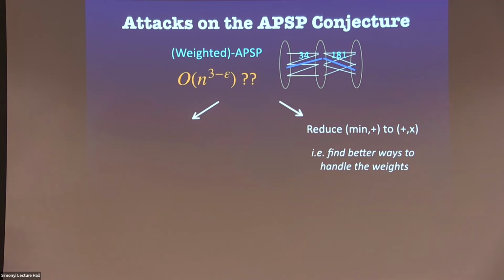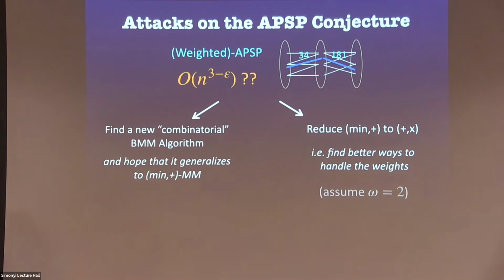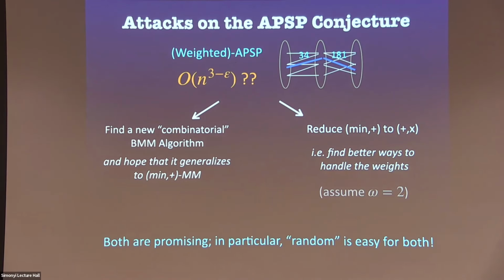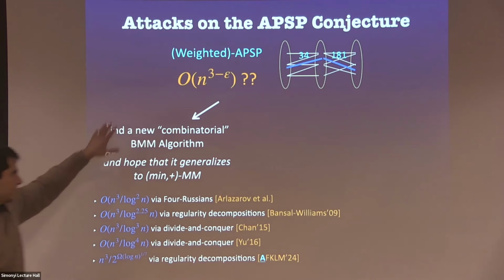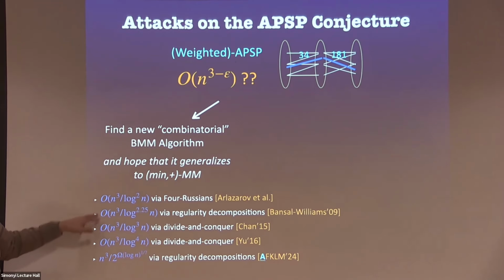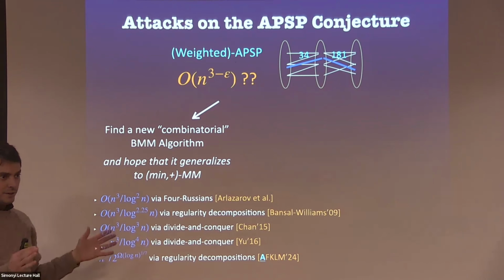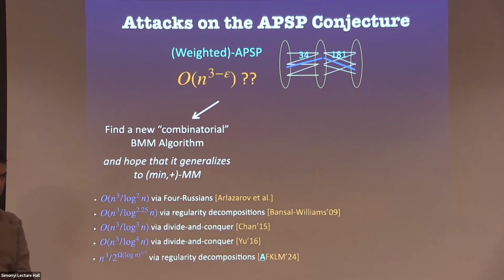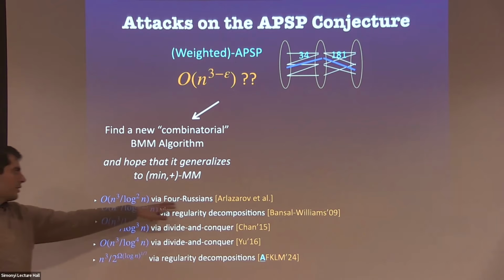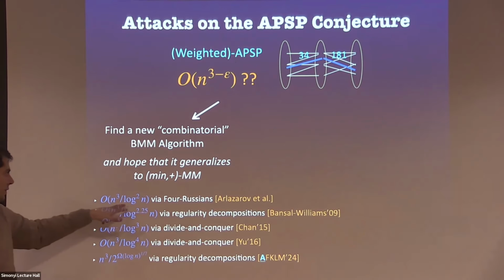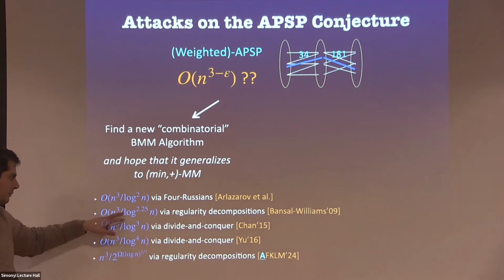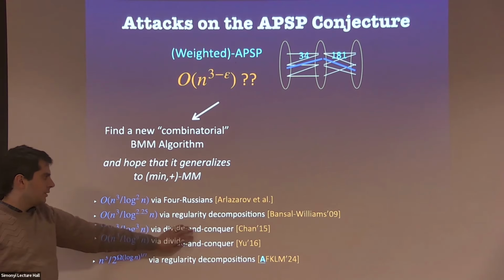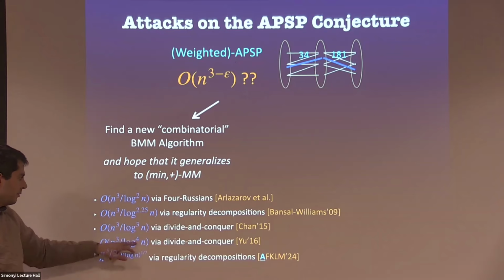So I want to spend a bit of time on each of these directions and report some new progress on them. For the direction of coming up with a new algorithm for the unweighted case, let me tell you what is known. You want to solve Boolean matrix multiplication. What can you do other than use fast matrix multiplication? There's the Four Russians technique, a classical one, which gives you a log squared shaving. There are works that do divide and conquer and get some log cubed shaving.